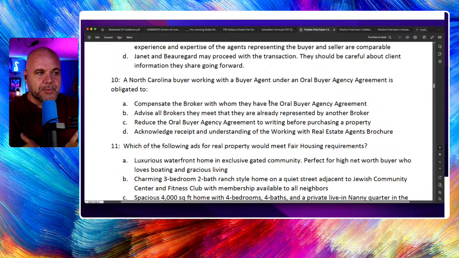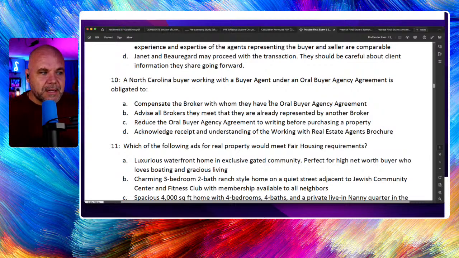Are they obligated to reduce it to writing? Yes, but when? Before purchasing a property? Wrong. No, before making an offer. Purchasing is not the same as making an offer. Purchasing would mean that offer became a contract. So this is not the right answer either.